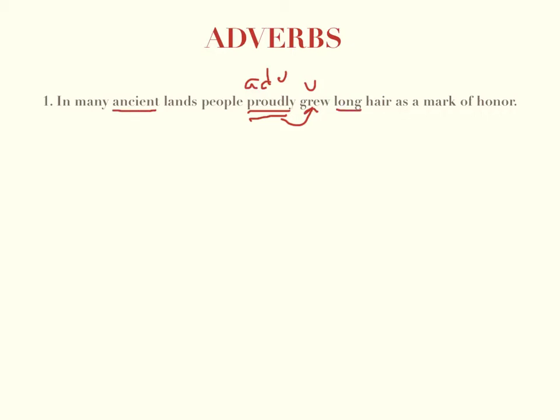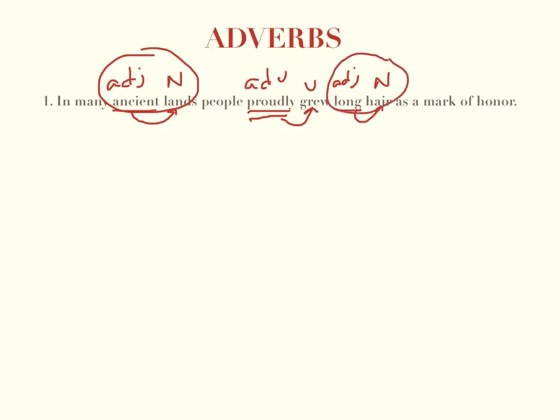Now, ancient is an adjective, and sometimes people confuse adjectives and adverbs. The reason why ancient is an adjective is because it's modifying lands, which is a noun. Long is also an adjective because it is modifying a noun as well, and that would be hair. So there's a good example where you see an adjective modifying a noun, another adjective modifying a noun. But what makes an adverb different is that it modifies either a verb, an adjective, or another adverb. In this sentence, it's modifying a verb. So if you caught that, or if you understand that, then good job.